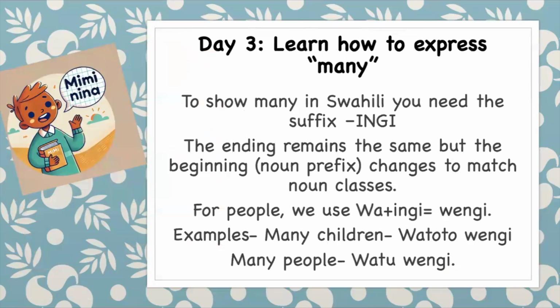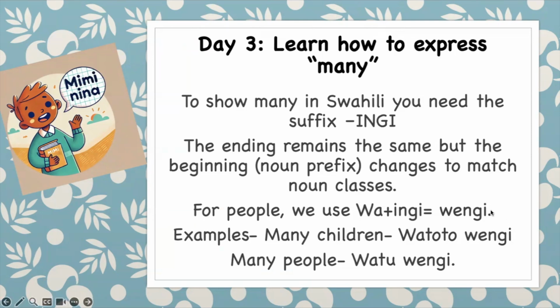To show many in Swahili, you need the suffix ingi. The ending remains the same, but the beginning, otherwise known as the noun prefix, changes to match the noun classes. So for people, we are going to be using wa for the noun prefix. And when we combine it with ingi, it's going to be wengi.